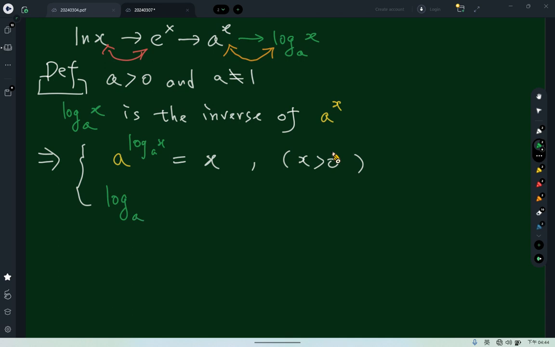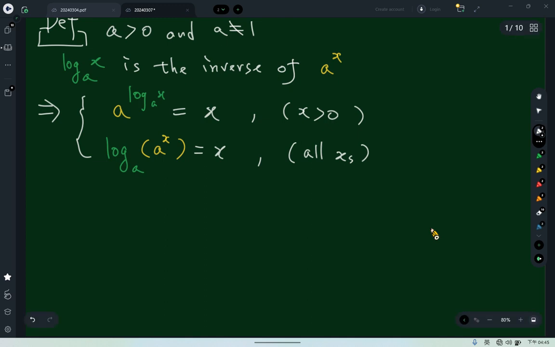Okay, so similarly, if we have logarithm base a of a to the power of x, the answer is still x, but here x can be all real numbers. Because when we compose the functions, the first function we encounter is a to the power of x, so we follow the domain for a to the power of x. So x is all x.